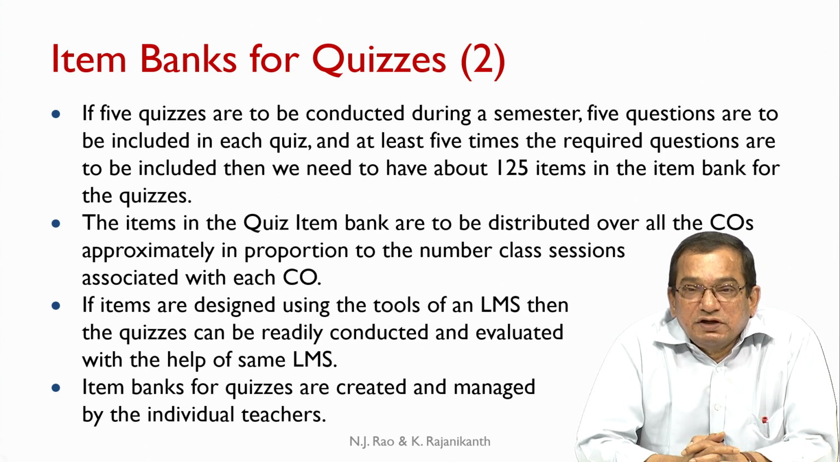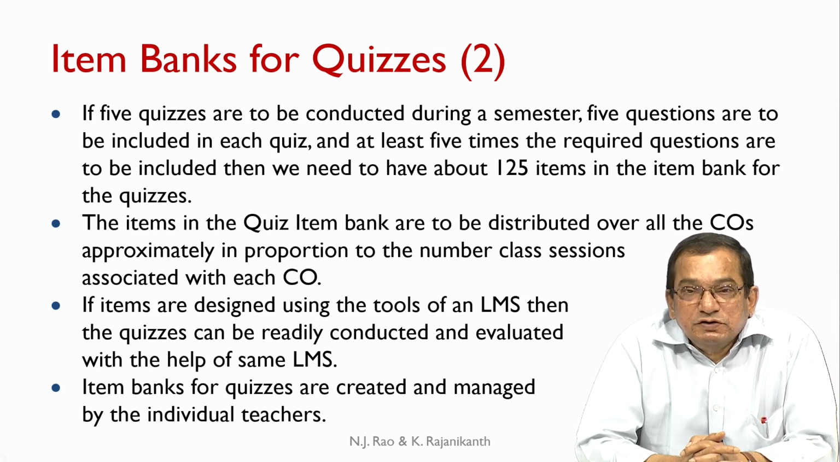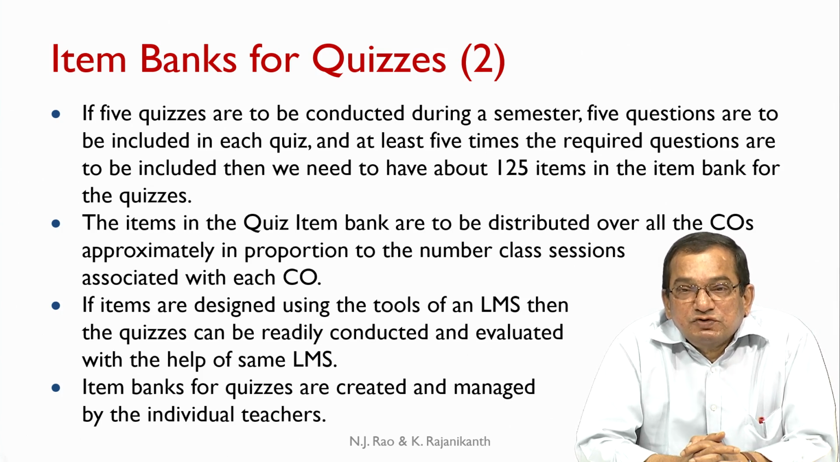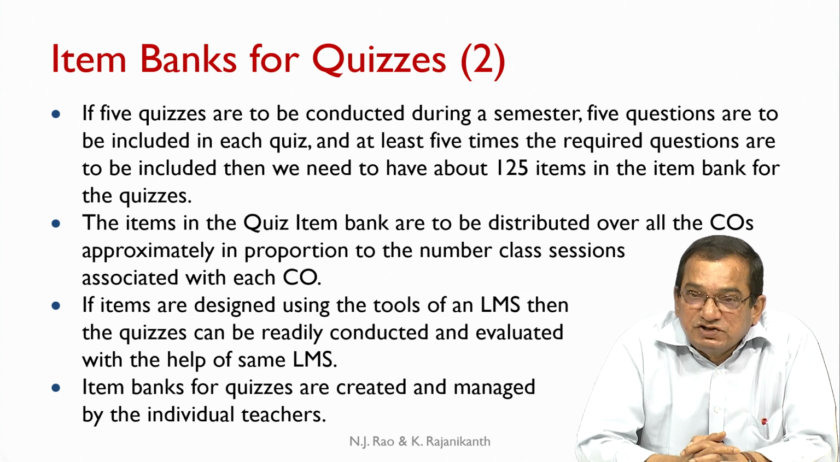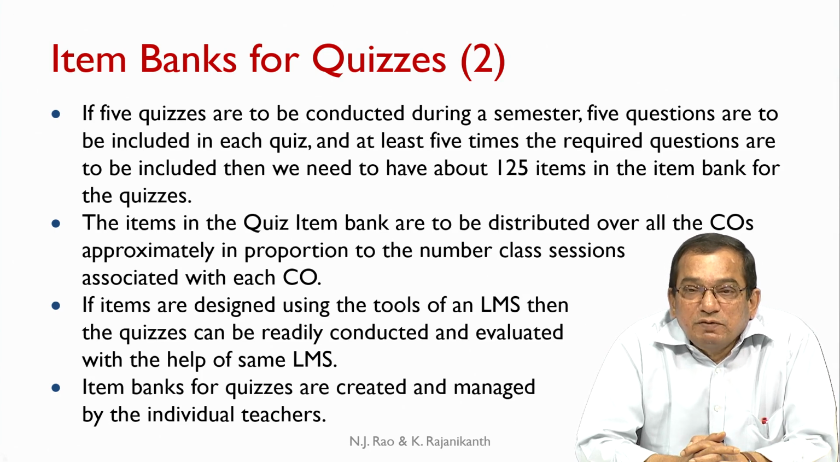So, if you assume that in a semester we are having 5 quizzes, and each quiz has 5 questions, that means that totally we need 25 questions or 25 items for quizzes. Then about 5 times that would be 125 items. So, we need to have about 125 items in the item bank for the quizzes in the initial stages. Subsequently, the item banks can grow in size certainly, but at least 5 times the required number.